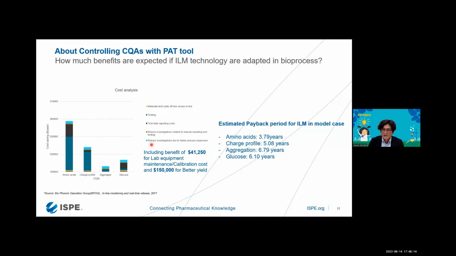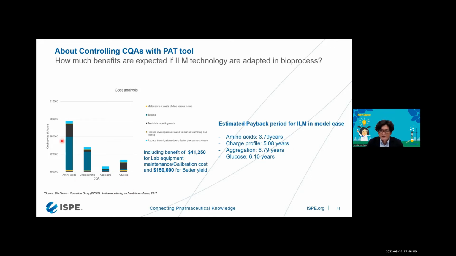So how much benefit is expected if inline monitoring technology is adopted in bioprocessing? In this slide, I'd like to introduce a case study about the estimation of the cost benefit if inline monitoring technology is implemented. So this graph shows the analysis for the cost saving if inline monitoring technology is implemented to detect each process parameter. They evaluated the detection of amino acid, charge profile, aggregate, and glucose.